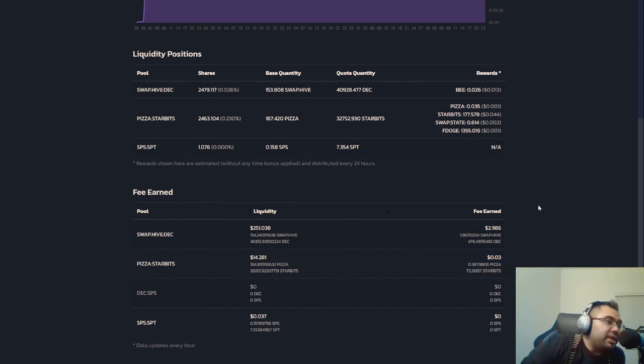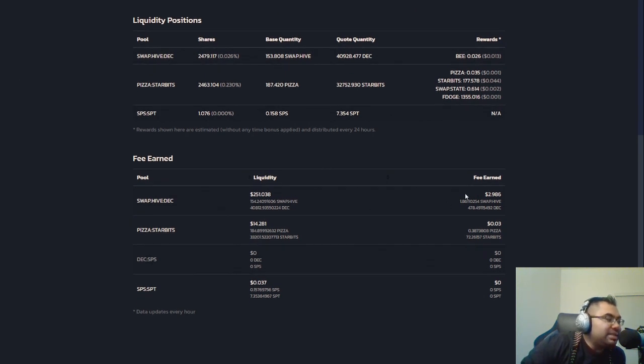But here's the thing. See the reward section up here and the fees earned? These are two separate things. So every single day, you are not only earning rewards, but you are now earning the fees. So both of these kind of add on to one another. Now the rewards, when they show it here, this is on a daily basis, right? It's distributed every 24 hours. Whereas swap.hive and DEC, I believe this is the total fee that you have earned over time.